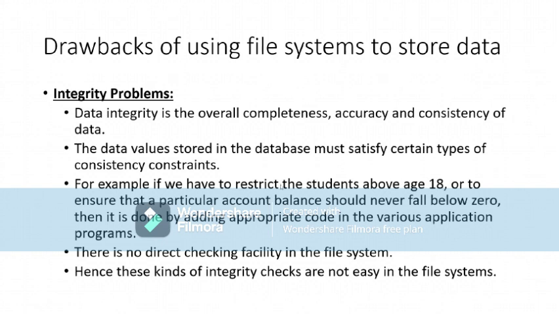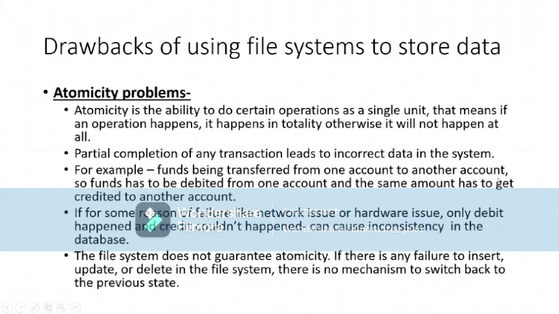Or suppose you want to apply for a driving license, you should be of age 18. That is a constraint. So whatever rules are there, we call them constraints. Okay, so it is very difficult to implement those rules with this file system. Integrity is a problem with it, which is overcome in the database management system.